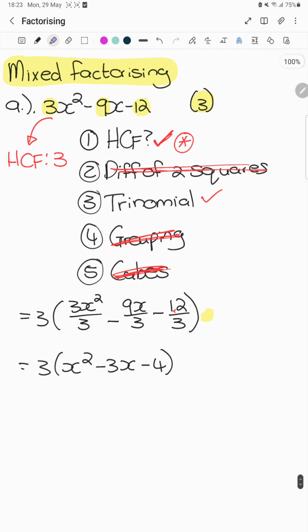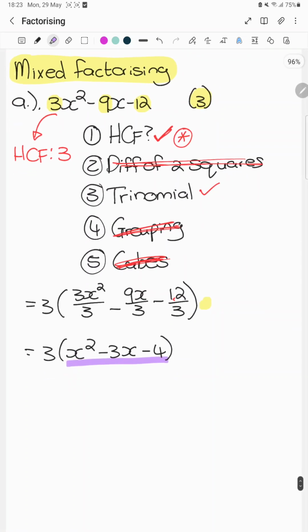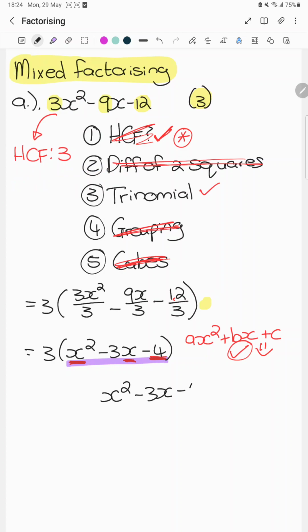Now let's have a look at this part here. Is there something else I can do? I already took out my common factor, so all that is left is perhaps that this is a trinomial. Very important about a trinomial is we remember the standard form is ax squared plus bx plus c. So there has to be an x squared, which there is, a normal x, which there is, and then a constant. So this is in fact a trinomial. Going to quickly rewrite it: x squared minus 3x minus 4.